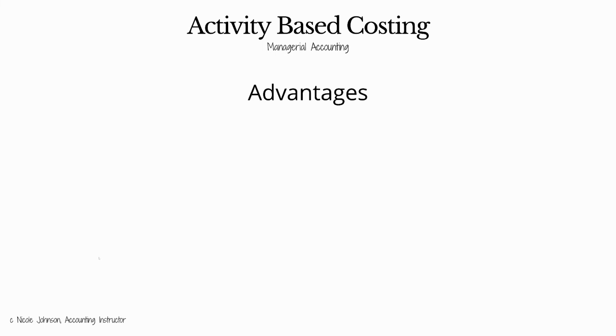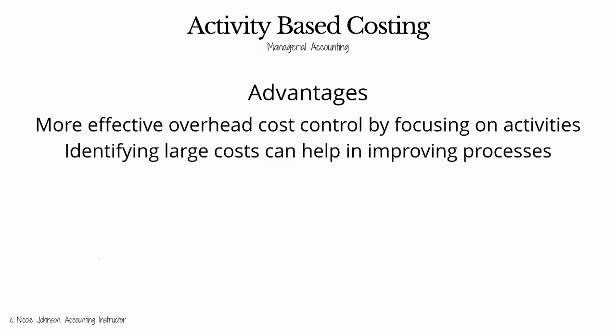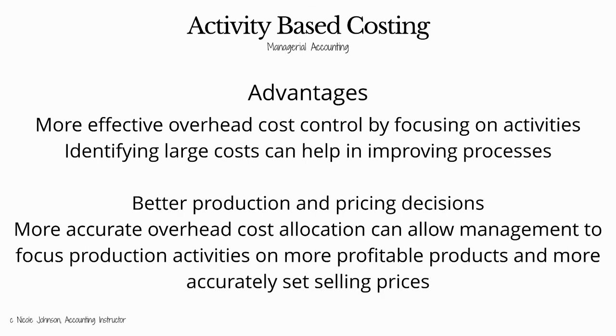Some advantages to activity-based costing say that it's more effective overhead cost control because it focuses on activities. You can identify large costs, and that can help in improving processes. It can also provide better production and pricing decisions. More accurate overhead cost allocation can allow management to focus production activities on more profitable products and more accurately set selling prices.